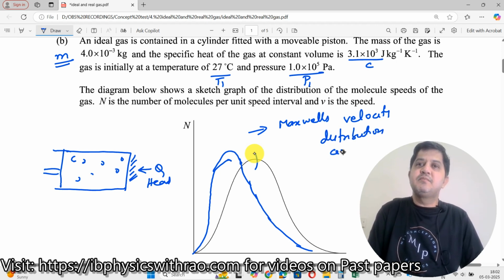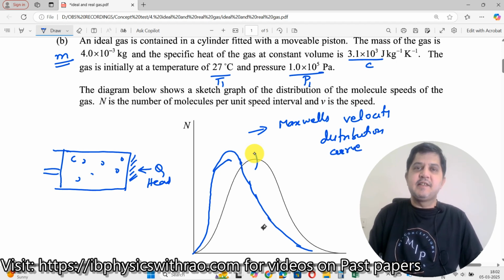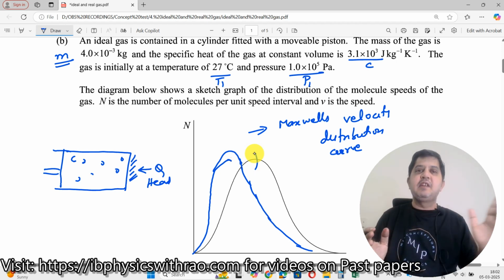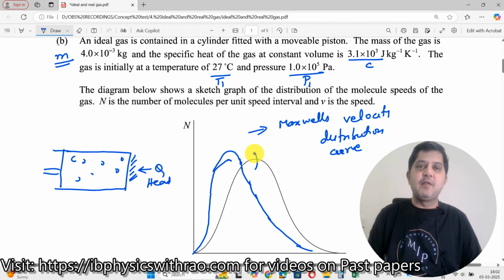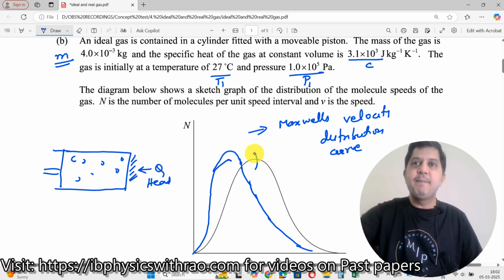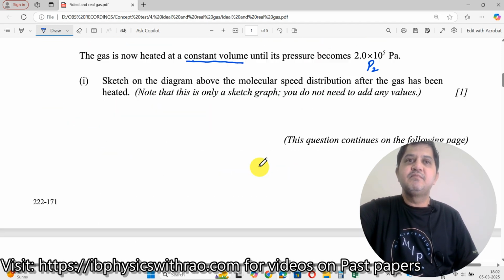Distribution curve. Okay, what does it tell you? It tells you that whenever velocity increases, most of the molecules will have a higher velocity. The peak velocity shifts to the left. Okay, so thus we have got this one here. And again it depends upon the temperature. The larger the temperature, the more it shifts over here. Okay, so we have drawn this also.